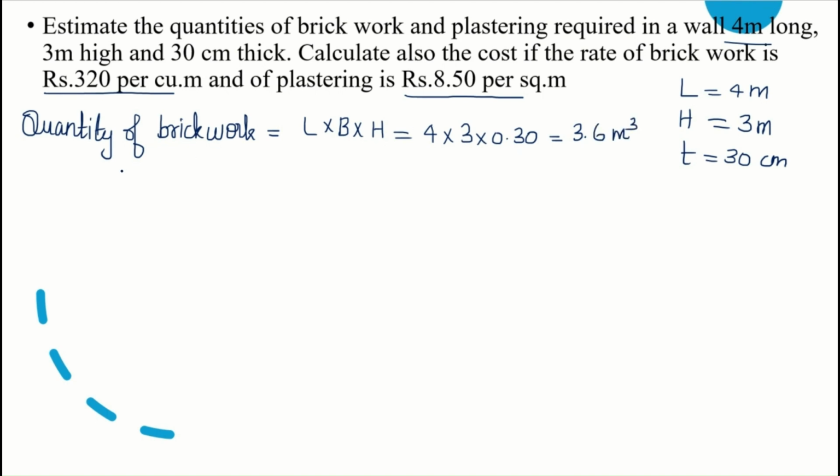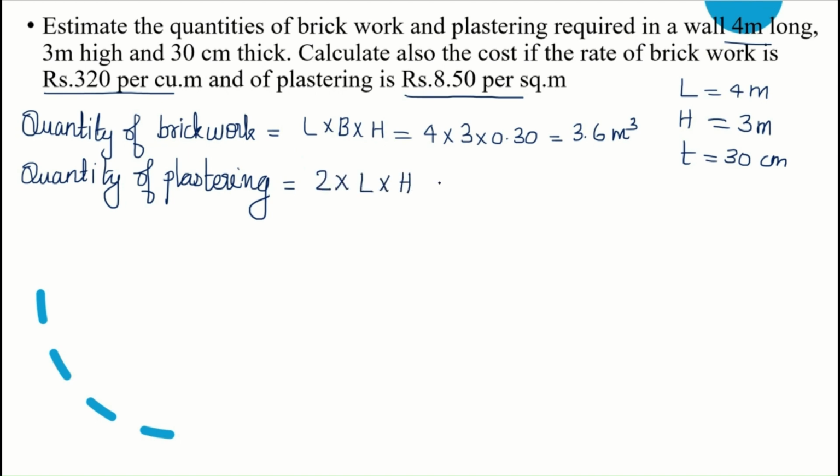Okay, next we need to find out the quantity of plastering. Since plastering is provided in two phases, we can find out the quantity of plastering by using 2 into L into H. Okay, that is 2 into 4 into 3. That is 24 square meter.